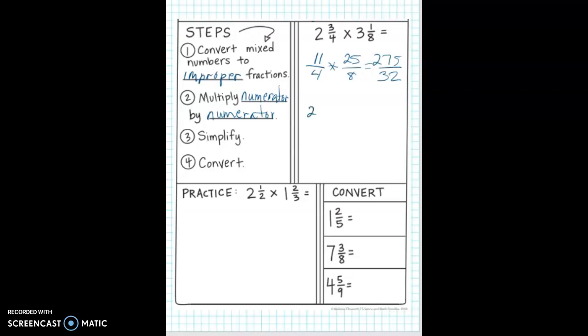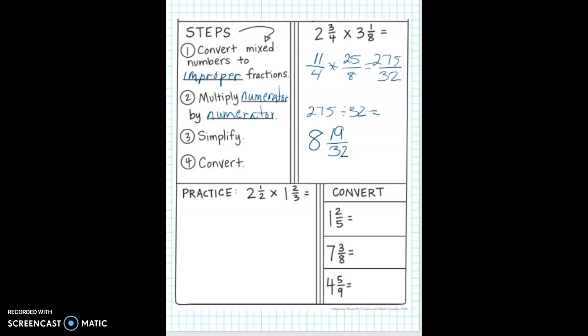Now we need to change this back. So we need to take 275 divided by 32. So 32 into 275, it will go in 8 times before I'm too high. 8 times 32 is 256. So I need to subtract: 275 minus 256. And that gives me a 19 left over out of 32. 19 and 32 do not share any factors, so that is as far as I can simplify.